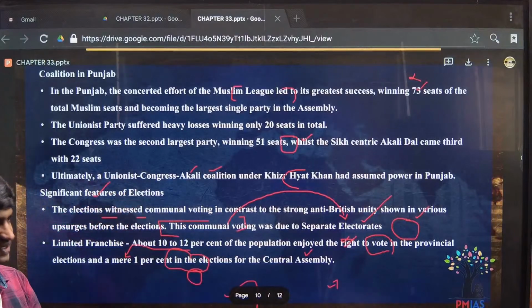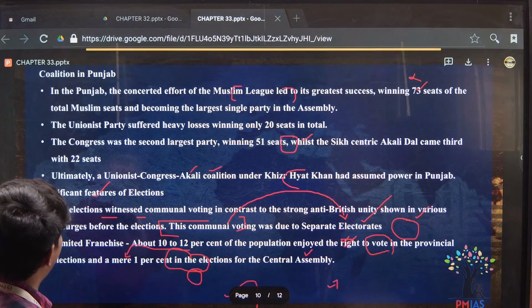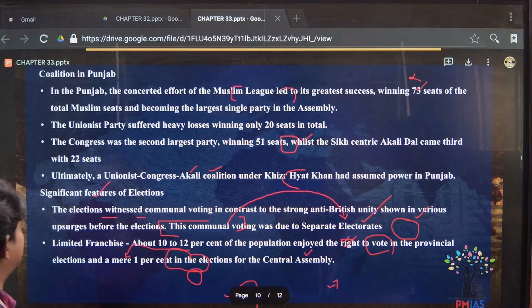So the Congress has lost the majority in certain provinces, but in Punjab, with the effort of the Muslim League, they have secured 73 seats and were the single largest party. The Unionist Party faced severe losses and won only 20 seats.